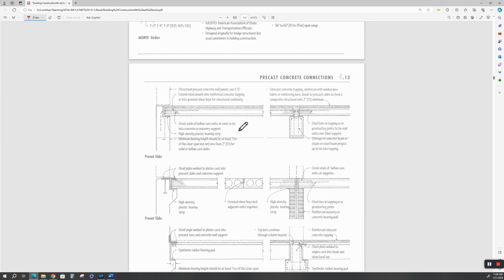All right, precast concrete connections. All right, these next couple of pages, where are we at?